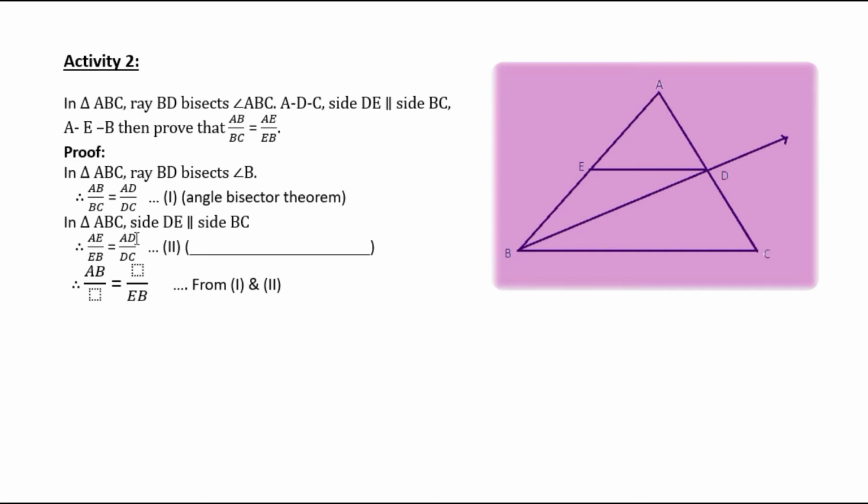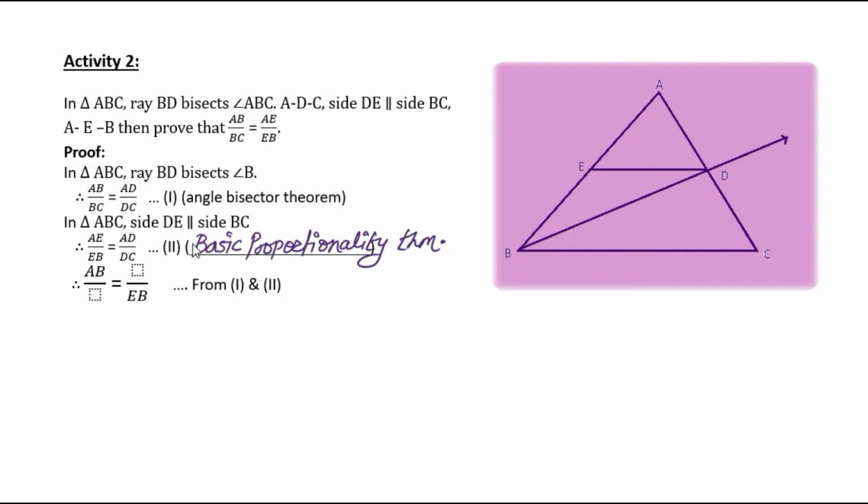AE upon EB is equal to AD upon DC. This is the basic proportionality theorem. So you have to write here basic proportionality theorem.